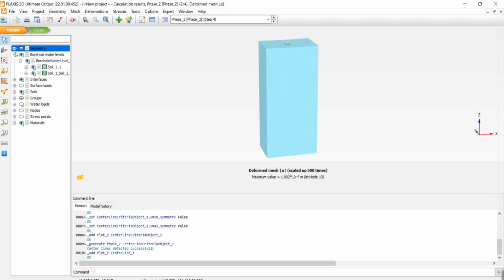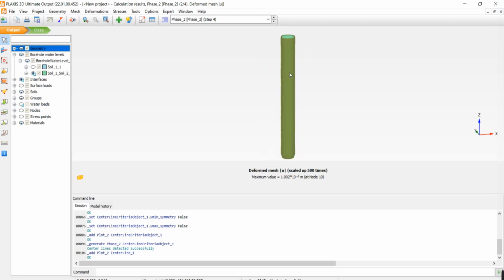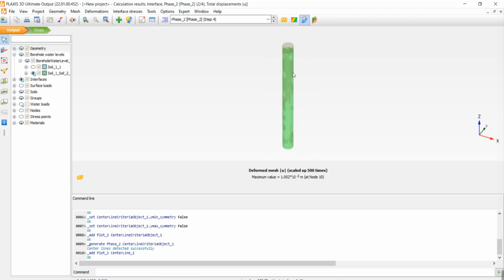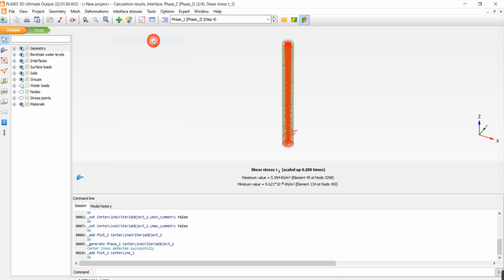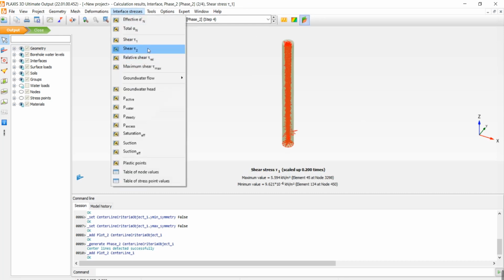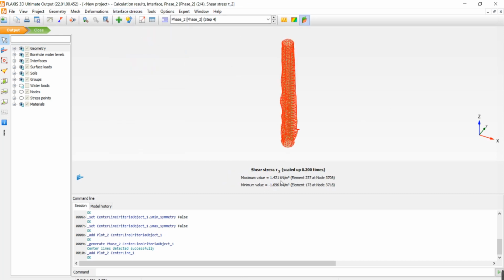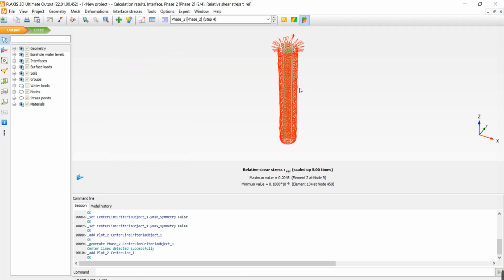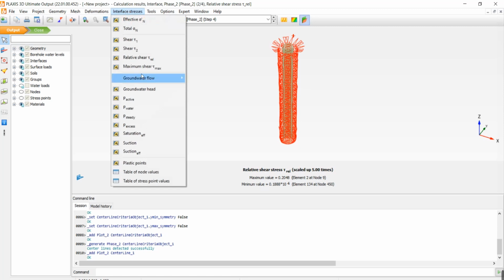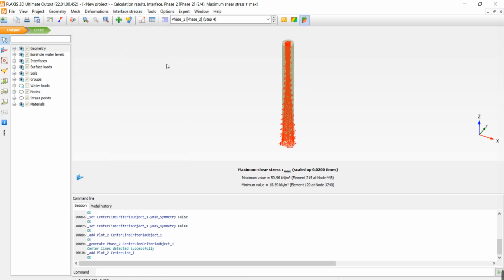For this part, I choose the borehole water level system in this directory and deactivate the eye behind the soil, and I only have the pile. Double click on the interface and you have your interface stresses. So a lot of stresses happen. Shear stresses in two directions give you the understanding about the shear stresses, and the number of the shear stresses of course is very important, and the relative stresses give us the idea what is happening around the system and the soil structure interaction. And the maximum shear stress is also very important.